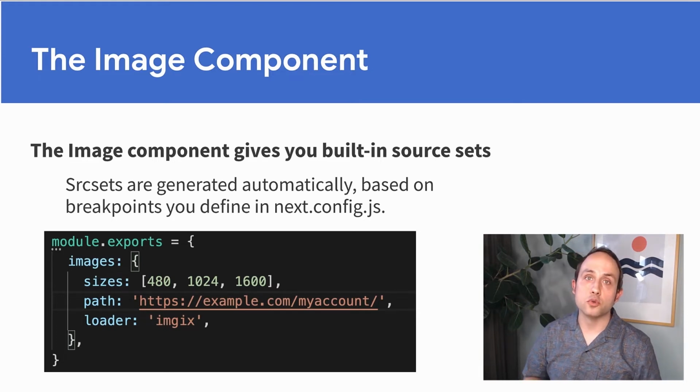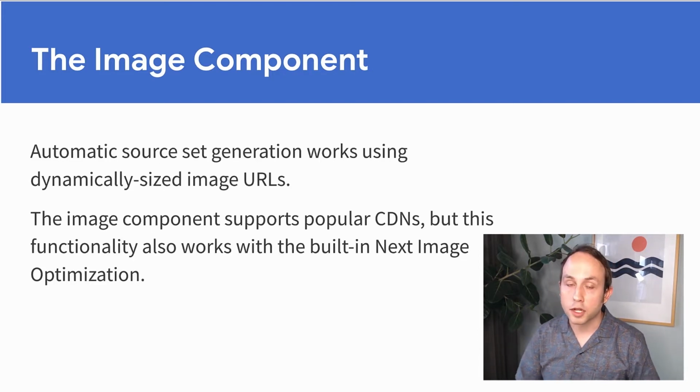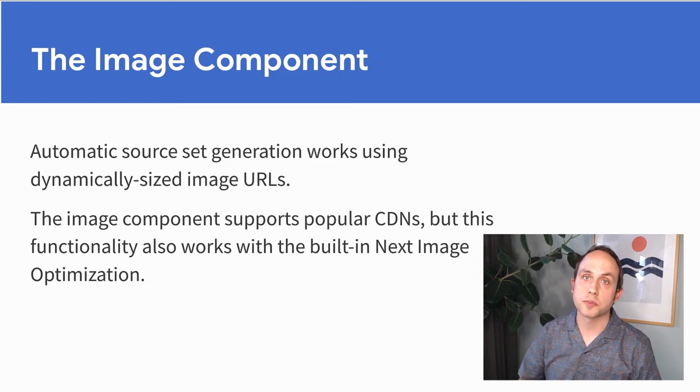How that works is that you define the breakpoints that you care about based on your layout and what you know about your users. And then each image that you put on the page automatically gets a source set with generated URLs for the different widths that you specified in your breakpoints. So the images have to be served in a way that supports that dynamic sizing. And fortunately, that is also very easy with the image component because we support a number of CDNs out of the box. If you're using something like Cloudinary or ImageX, you just have to specify your host and it'll work automatically.